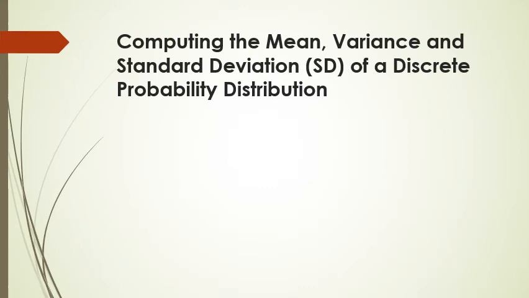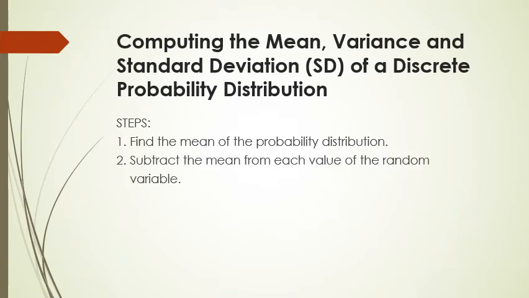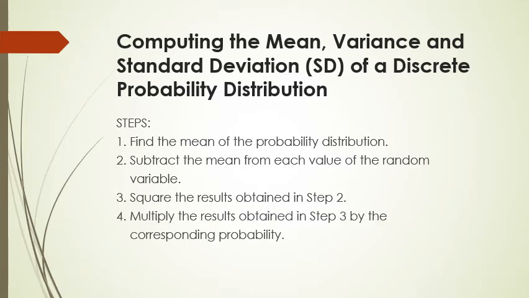Followed next is computing the mean, variance, and standard deviation of a discrete probability distribution. So, there are steps to follow para ma-compute na ang mean, variance, and SD. First, find the mean of the probability distribution. Second, subtract the mean from each value of the random variable. Third, square the results obtained in step 2. Fourth, multiply the results obtained in step 3 by the corresponding probability. And last, get the sum of the results obtained in step 4.